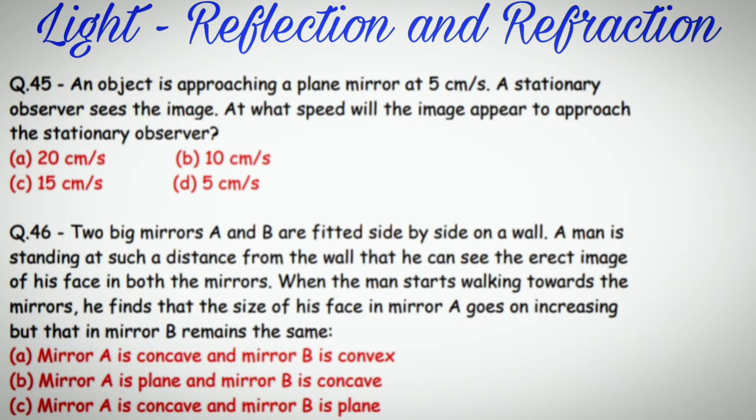Options are mirror A is concave and mirror B is convex. Option B mirror A is plane and mirror B is concave. Option C mirror A is concave and mirror B is plane. And the correct answer is mirror A concave and mirror B plane.